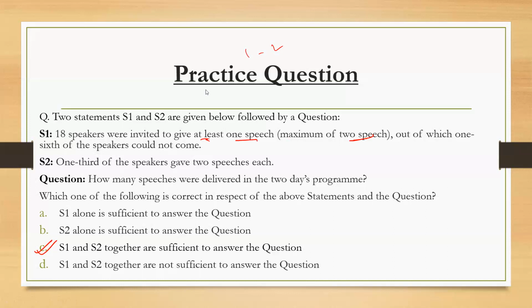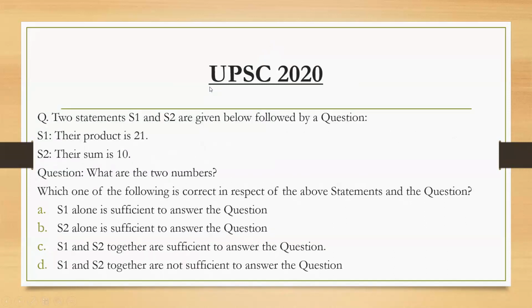Chalo, if this part is clear, now let's jump into the UPSC questions. This was asked in your 2020, a direct straightforward question. The question is given: what are the two numbers? Statement 1, statement 2 is given. So which option will answer the question here?